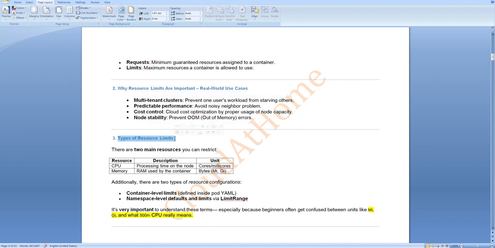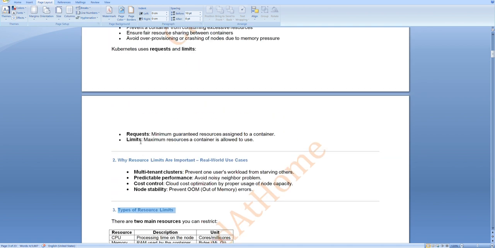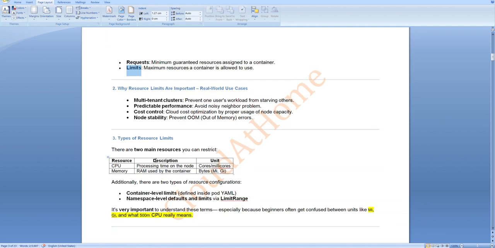Okay, so let's say, what are the types of resource limit? First thing we have discussed is, when we create a resource limit, there are two types. One is request and limit, right? Under request and limit also, it gets divided into two main resources, that is CPU and memory, right? So request will also have CPU and memory, limits will also have CPU and memory.